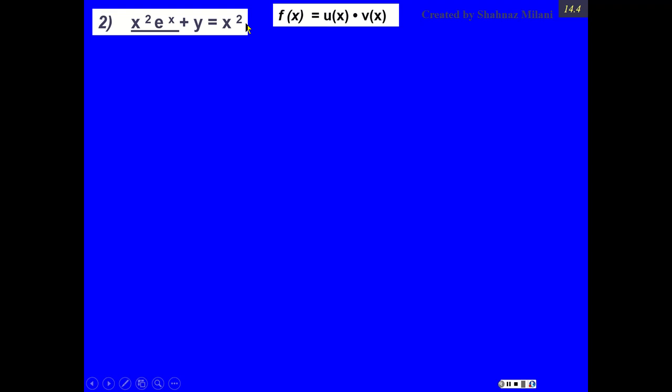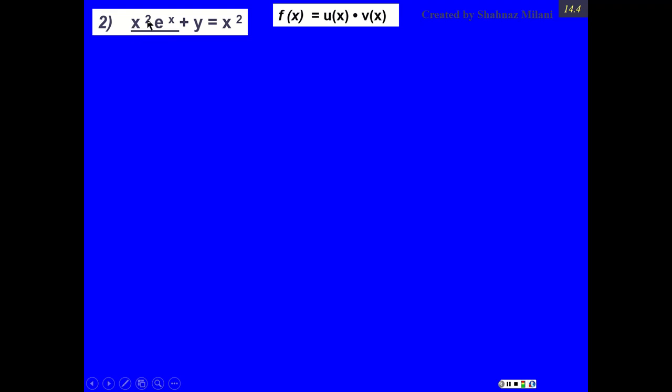Your equation does not start with y equal or f of x equal. That's the reason you do not say y prime or f prime of x is equal. Your equation starts with the x to exponent 2, then you will get the derivative of that. But again, don't forget product rule.